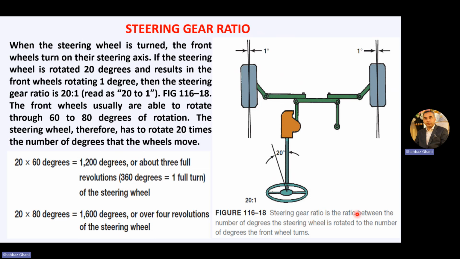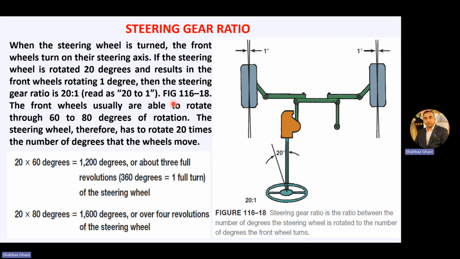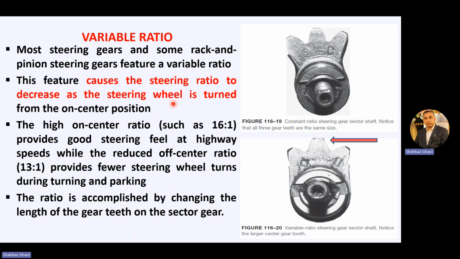The steering gear ratio is the ratio between the number of degrees the steering wheel is rotated and the number of degrees the front wheels turn. Now, that was 20:1, the fixed steering gear ratio. When we have a variable gear ratio, most steering gears have some rack and pinion steering gear features as variable ratio. This feature causes the steering ratio to decrease as the steering wheel is turned from the on-center position.